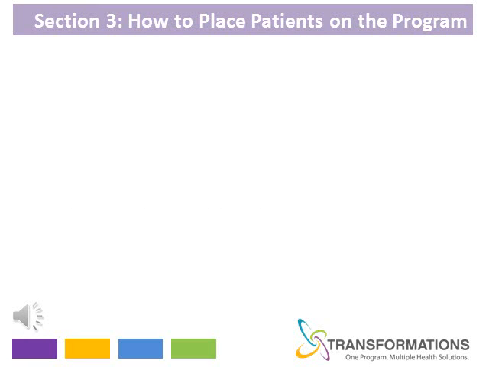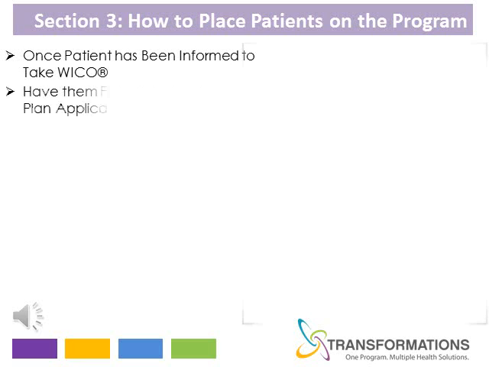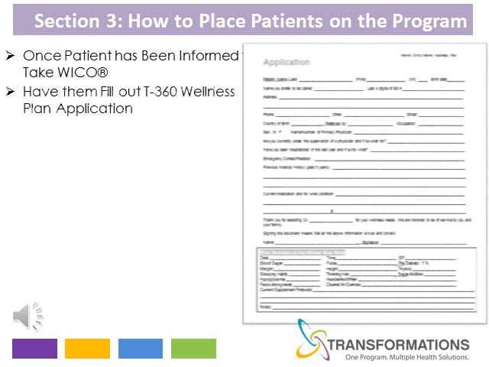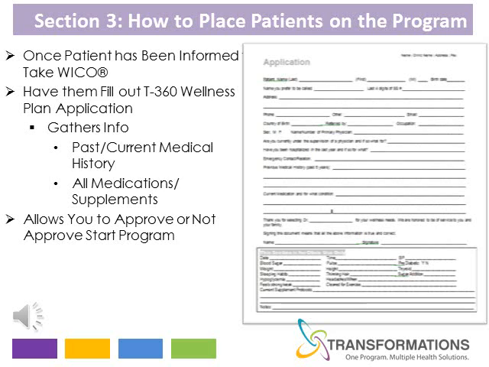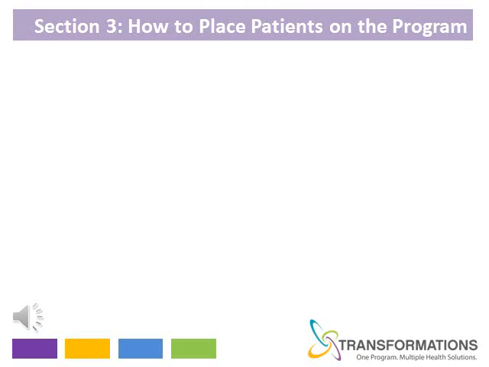Once the patient has been informed to complete the WICO test online, have them fill out the Transformations 360 Wellness Plan application. This application will gather information such as past, current medical history, all medications and supplements that the patient is on, and will enable you to approve or not approve the patient to start the program. You will find this form in your welcome email.